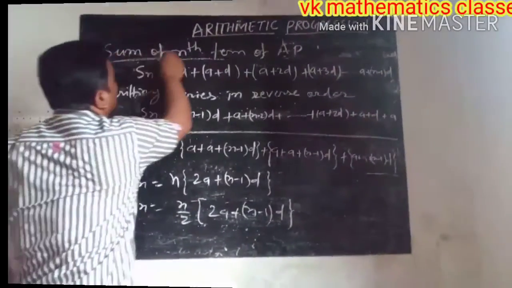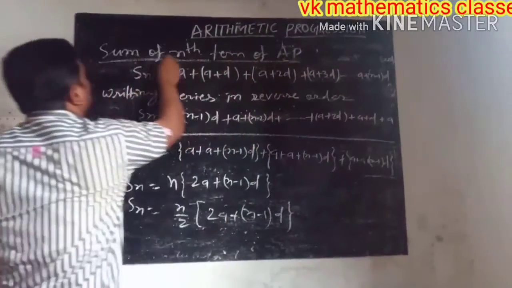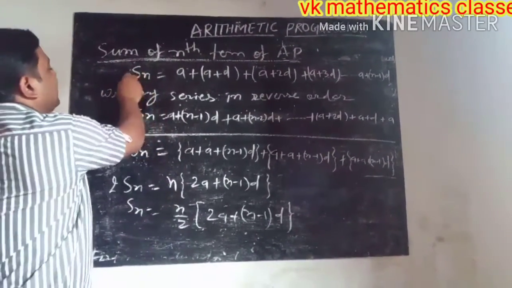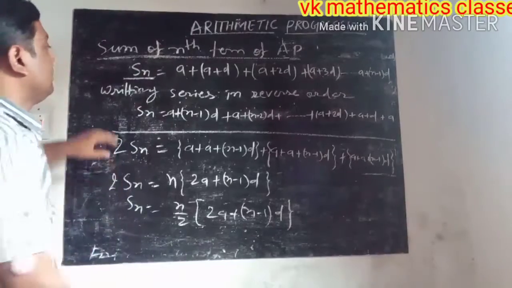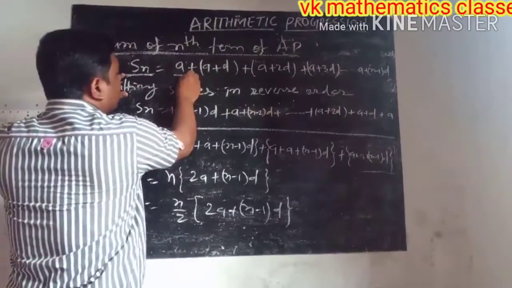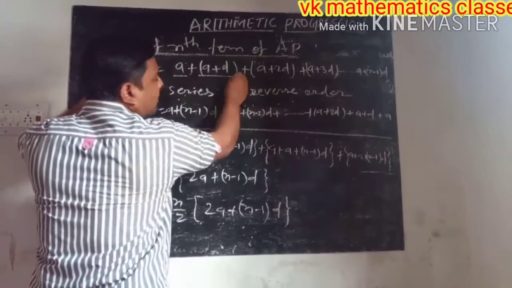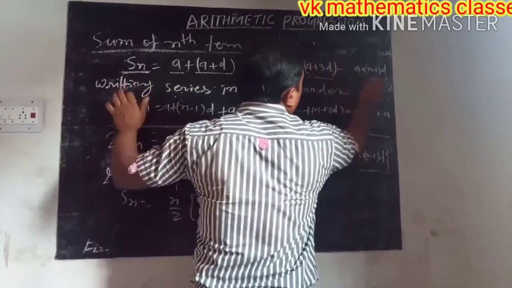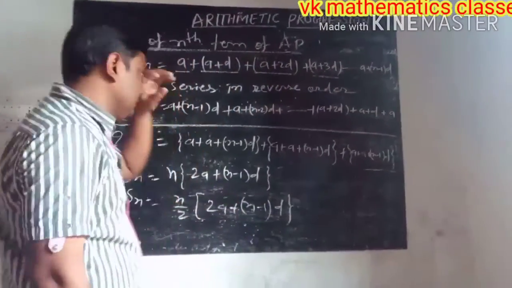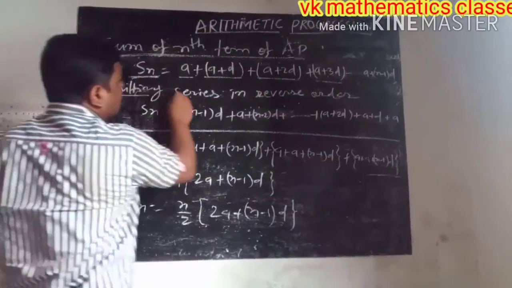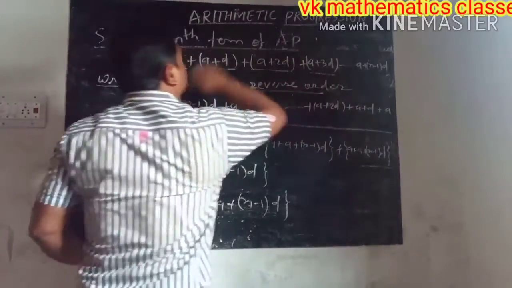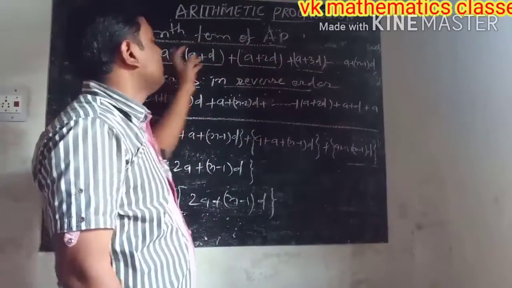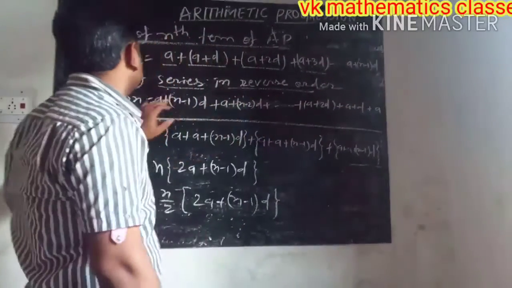Sum of nth term of AP. This is my heading, sum of nth term of AP. It is denoted by Sn. Sn equals first term plus second term plus third term plus fourth term, dot dot, nth term. Writing the series in reverse order: the last term in place of the first term, and the first term in place of the last term.